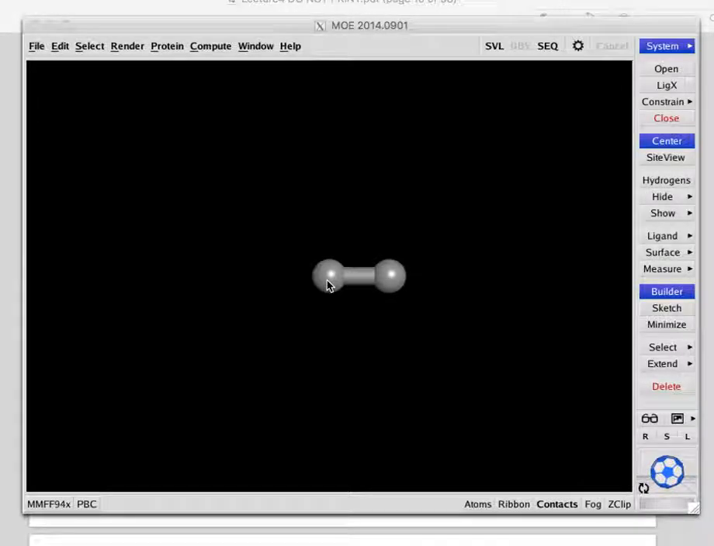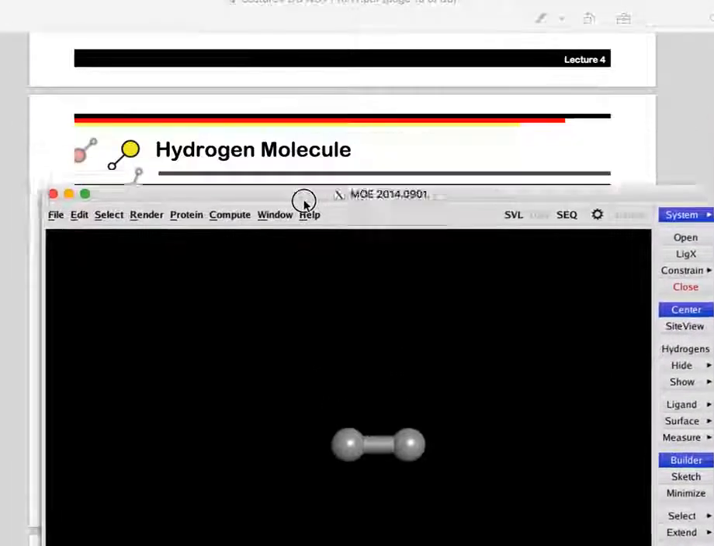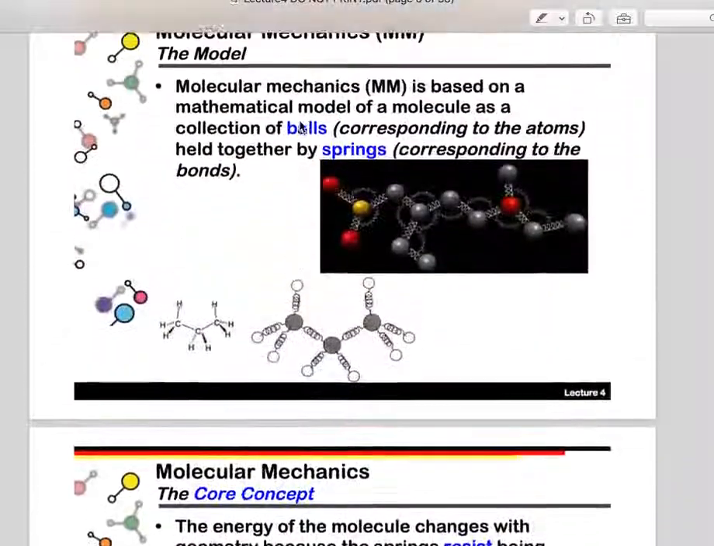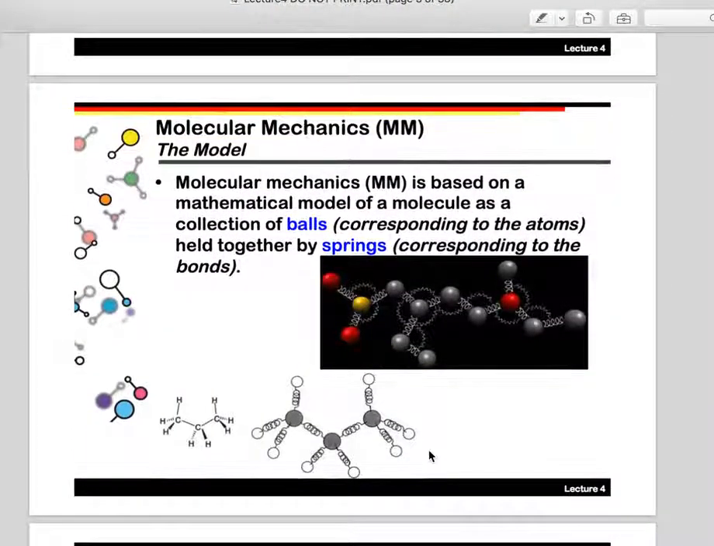Dear all, this is a short recording just to explain the unclear parts in lecture 4 of the potential energy, when we discussed the potential energy and the techniques to calculate potential energy. So let's take a look here.